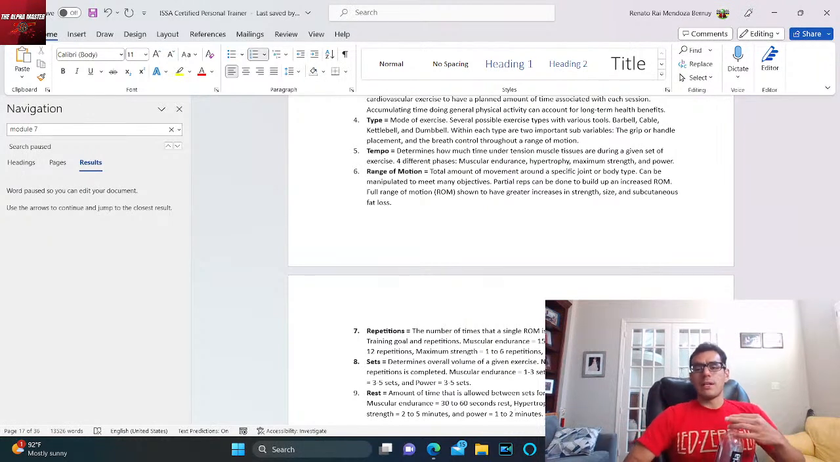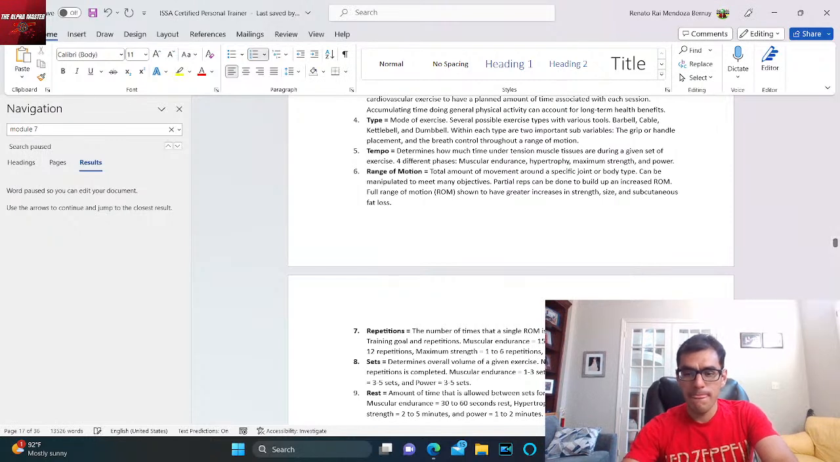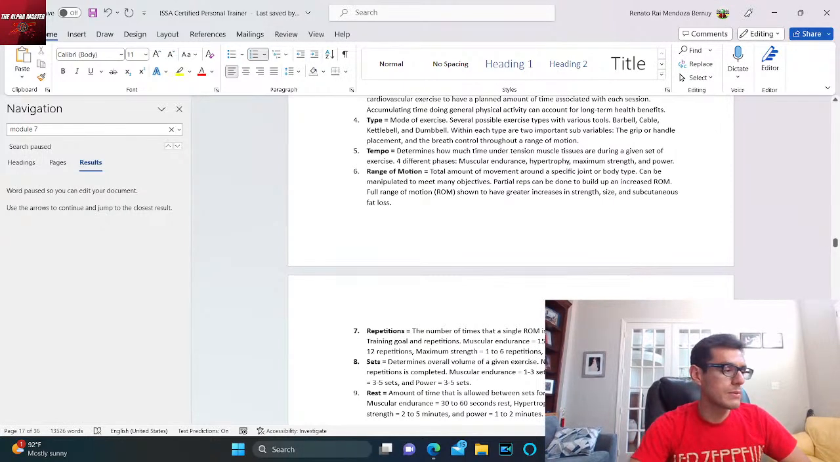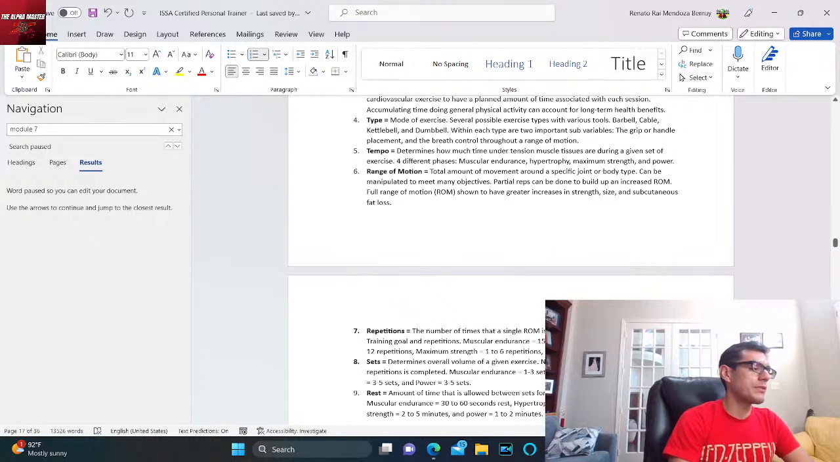So the rest is the amount of time that is allowed between sets for certain metabolic recovery of exercise. For muscular endurance, it's from 30 to 60 seconds of rest. For hypertrophy, it's from 30 to 60 seconds of rest. Now, for maximum strength, it's going to be from 2 to 5 minutes. And for power, it's going to be 1 to 2 minutes.